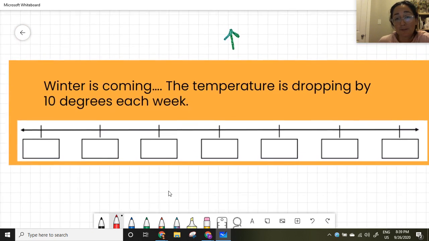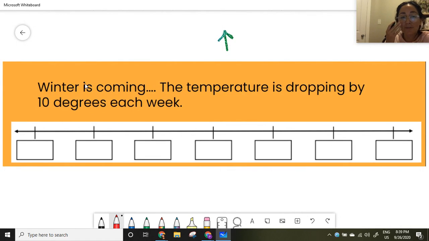This story is very real to me right now. In this story, winter is coming. The temperature is dropping by 10 degrees each week. Hopefully the temperature doesn't drop that quickly. However, once again, since my temperature is dropping, that means that I'm going to be decreasing. So I'm traveling to the left on my number line.